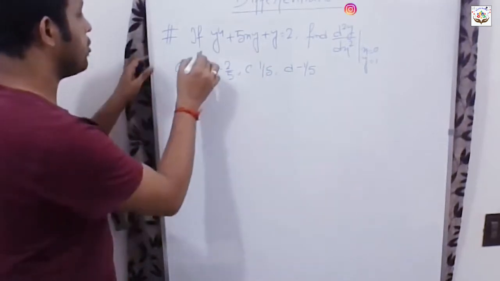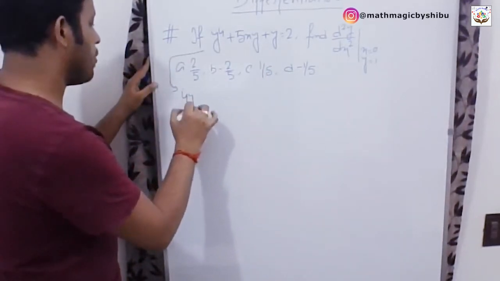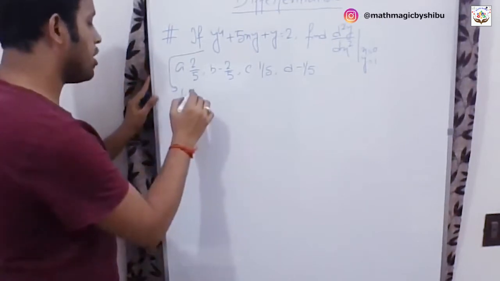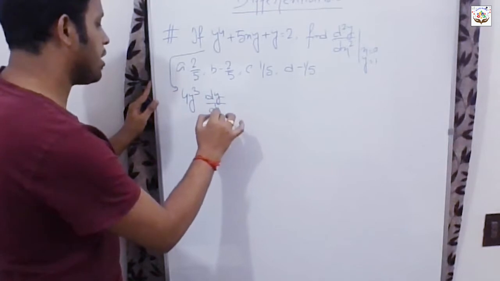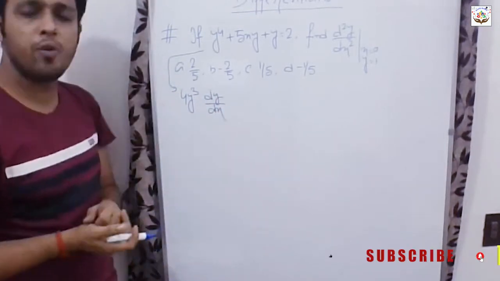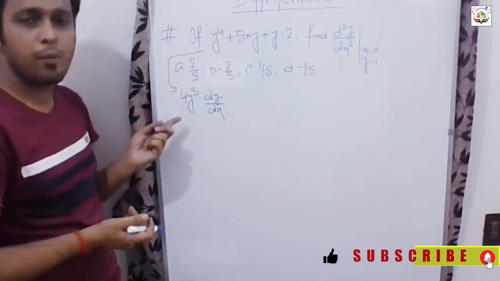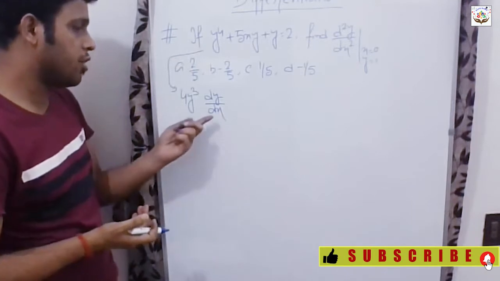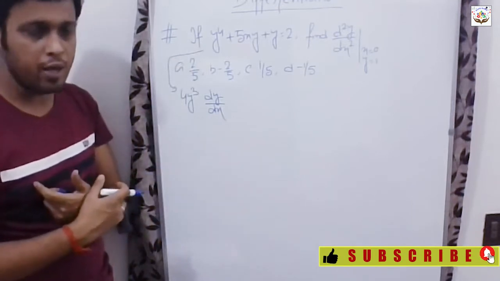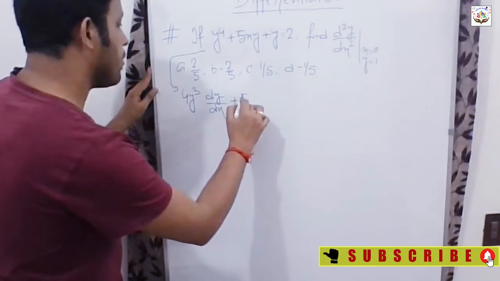Okay. So, differentiation of y to the power 4 with respect to x is 4y cube into dy dx. I hope it is clear to you why it is 4y cube into dy dx. If it were x to the power 4, then the differentiation would have become 4x cube only. As we are differentiating y with respect to x, thus we have written dy dx. Clear? Plus 5 is constant.